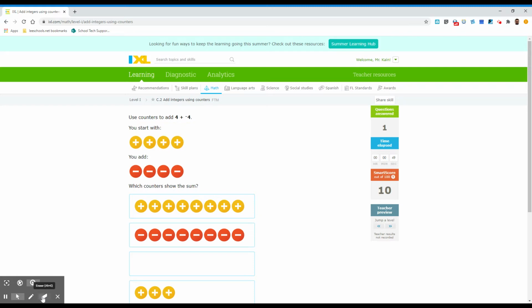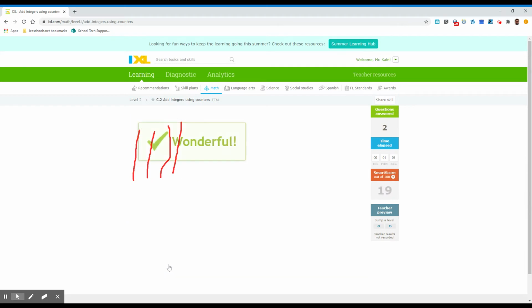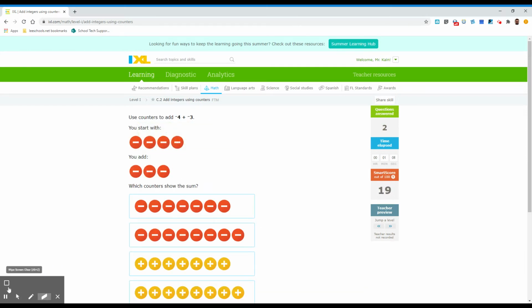Okay, let's clear the board and go to the next one. So for this one, we have the positive and the negatives, each canceling each other out. So you have positive 4 canceling it out, and 4 minus 4 is where we get 0. All right, let me skip up a level, see how much more difficult they get.